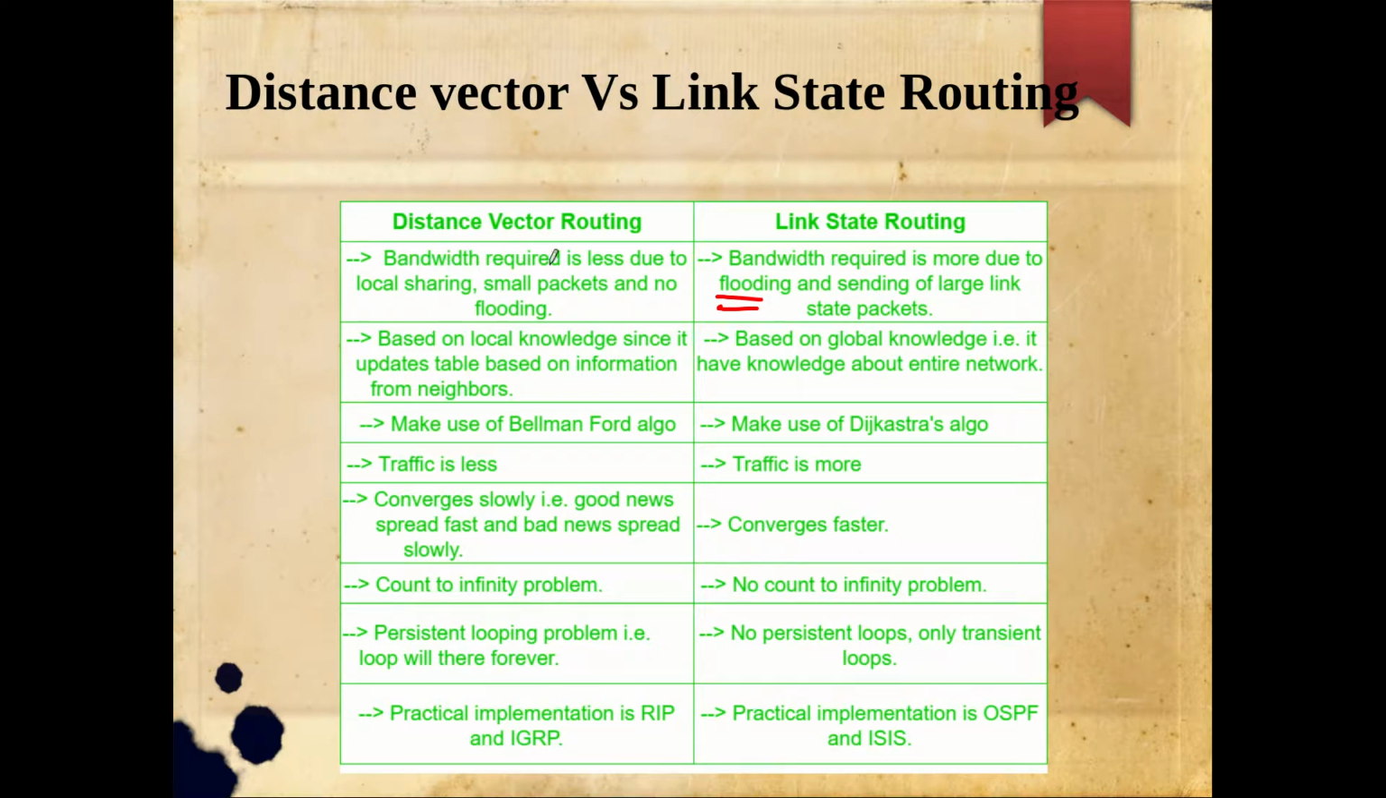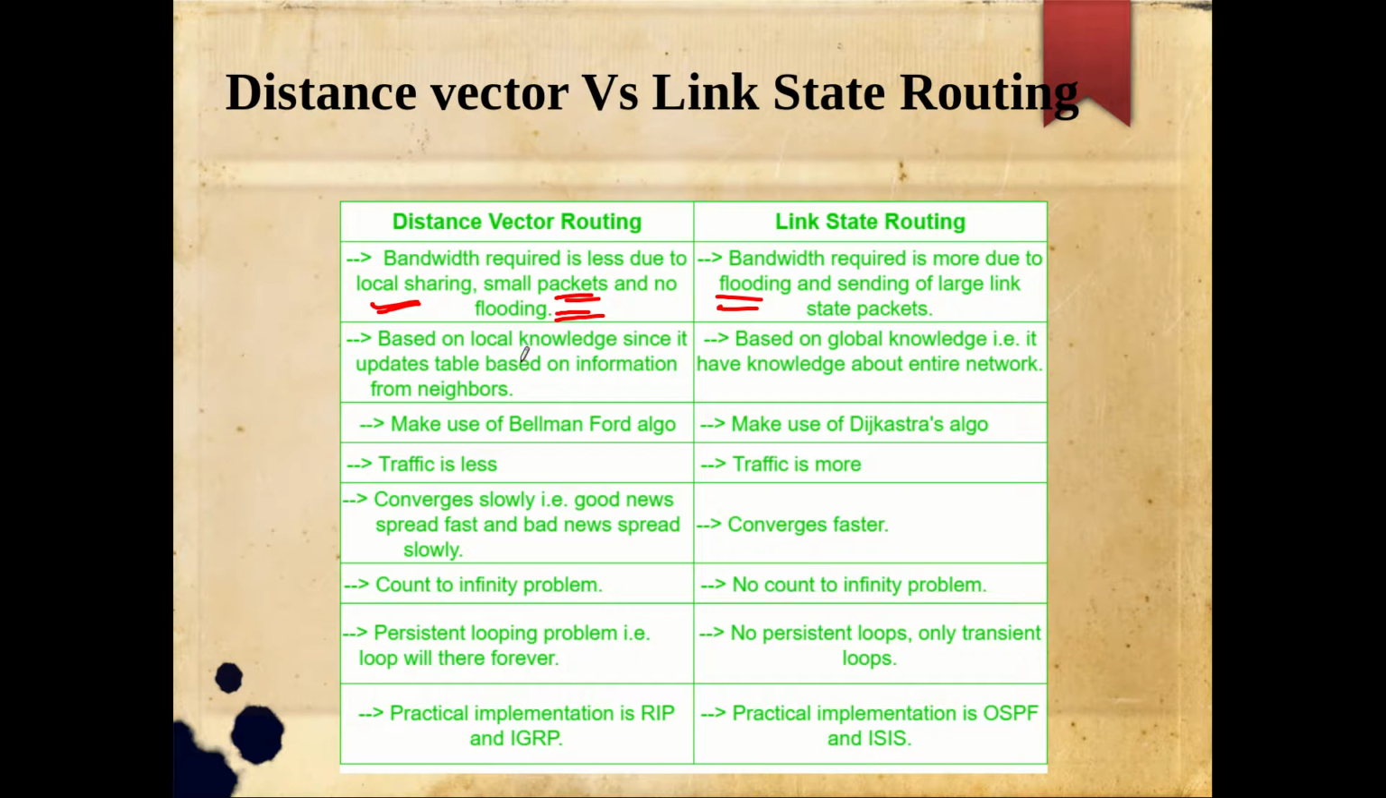So compared to that, the distance vector protocol requires less bandwidth due to local sharing, because they are sharing their information only with the neighbors and not flooding like link state. And small packets and no flooding at all. Small packet in the sense that only the vector information is being shared, but in link state the neighbor, sequence number, age, cost, metric, like that, the link state packet itself has more information, and that is being flooded also.